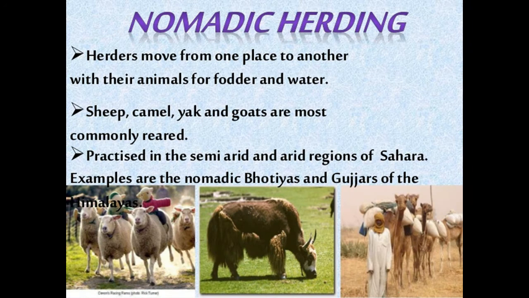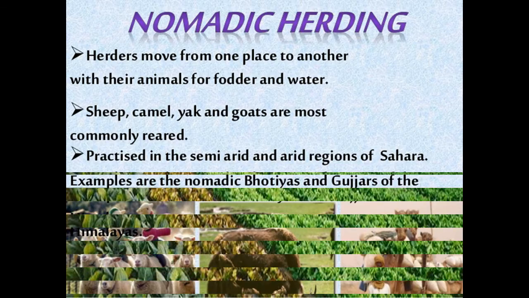Nomadic herding. This type of farming involves output of animal produce like milk, meat, wool and hides, etc. It is practiced in semi-arid and arid regions of North Africa, Central Asia and some parts of India like Rajasthan and Jammu Kashmir. The herdsmen move from one place to another with their animals in search of fodder and water. This is necessitated due to climatic conditions and terrain. Sheep, camel, yak and goats are most commonly reared.